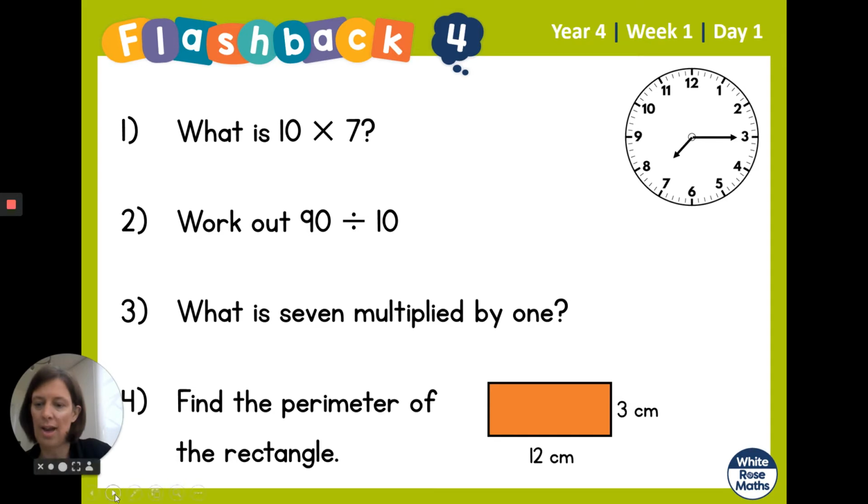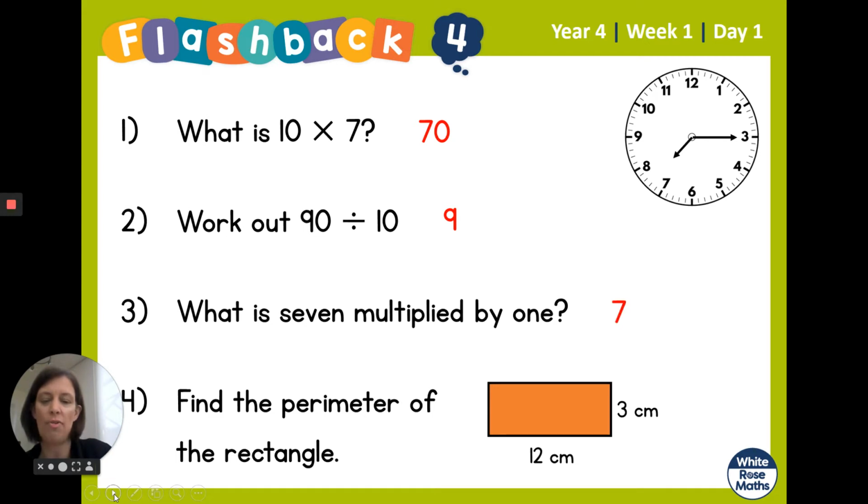Okay, let's have a look at the answers. So the first one, what is 10 multiplied by 7? That was, of course, 70. Well done if you got that one. Number 2, work out 90 divided by 10. That was 9. Well done. Number 3, what is 7 multiplied by 1? Well, that's 7, because when you multiply by 1, you get the same as you started with.